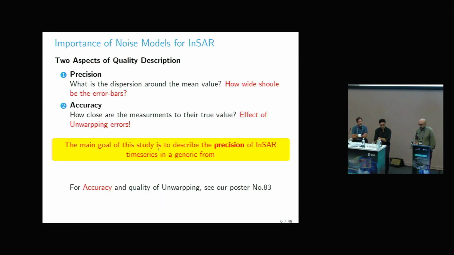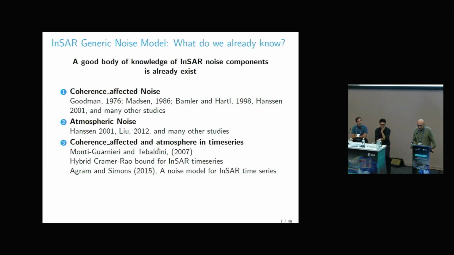There are two aspects of quality: precision and accuracy. Precision: what is the dispersion around the mean? How wide should the error bars be? And accuracy: how close are the measurements to their true value? Regarding InSAR, the main part of accuracy is mainly because of unwrapping errors. In this talk, we're not talking about unwrapping errors and accuracy. We are mainly talking about noise models and precision. There is poster number 83 if you want to follow up about accuracy and quality of phase unwrapping. There already exists a good body of knowledge on noise components in InSAR. A lot of papers, I just mentioned a couple of them in this slide.